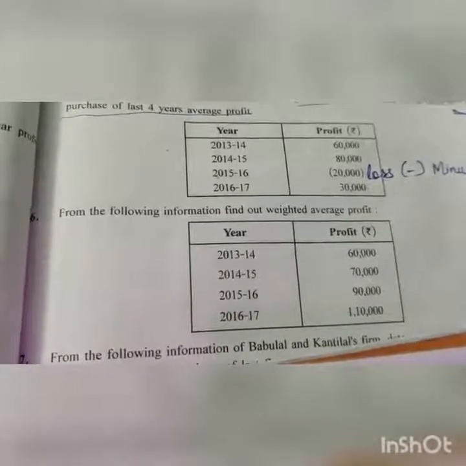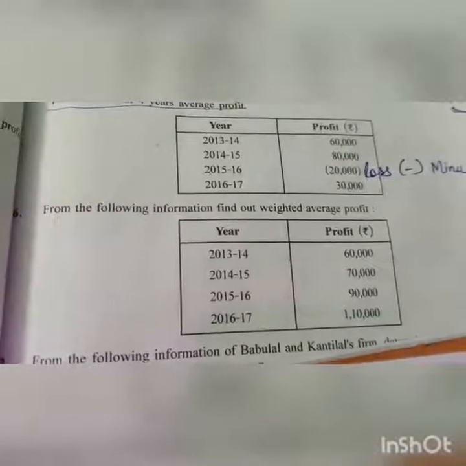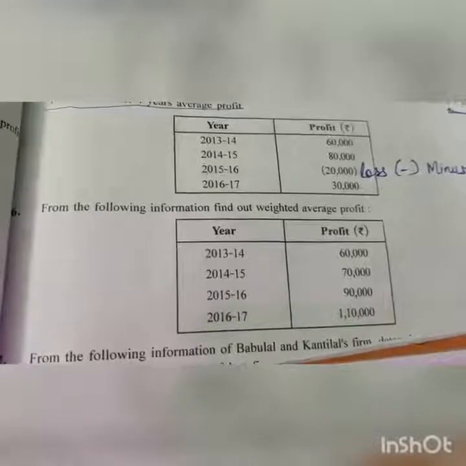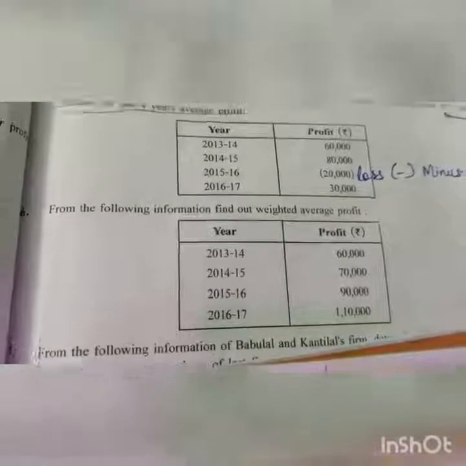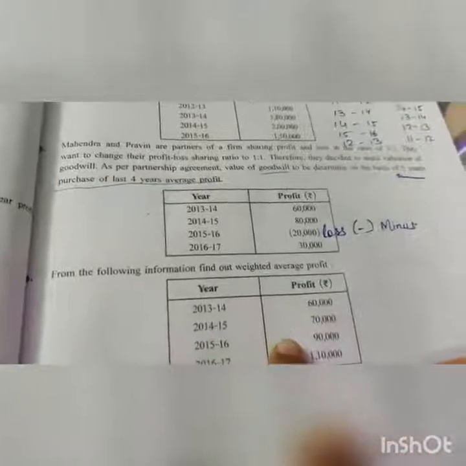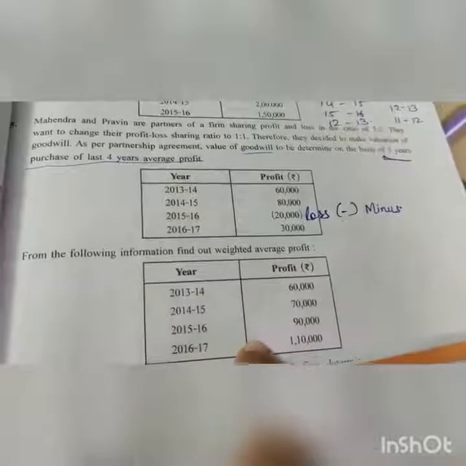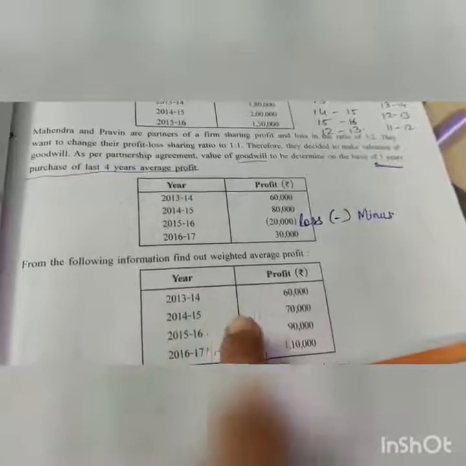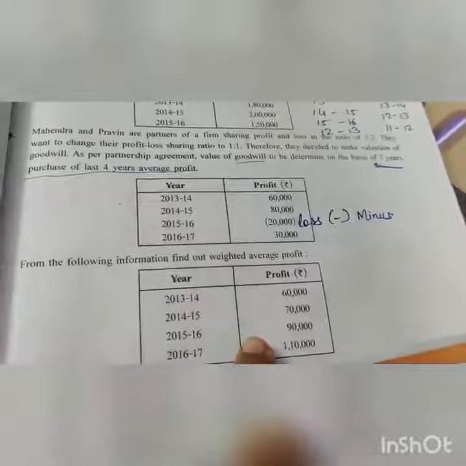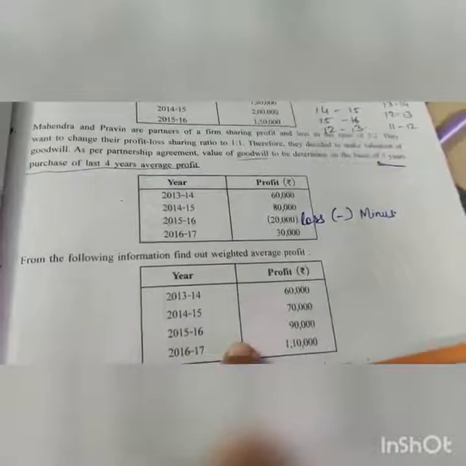Now let us start question number 6. From the following information, find out weighted average profit. See, in this sum, they have not told you to find out the amount of goodwill. They have only told you to find out the amount of weighted average profit. Now they themselves have told which method is there. See, if we compare the profits, 60,000, 70,000, 90,000 and 1,10,000, it means the profit is continuously increasing. I have taught you when the profit is increasing and decreasing, then you have to go with the average method. And when it is continuously increasing or continuously decreasing, there you have to go with the weighted average profit.